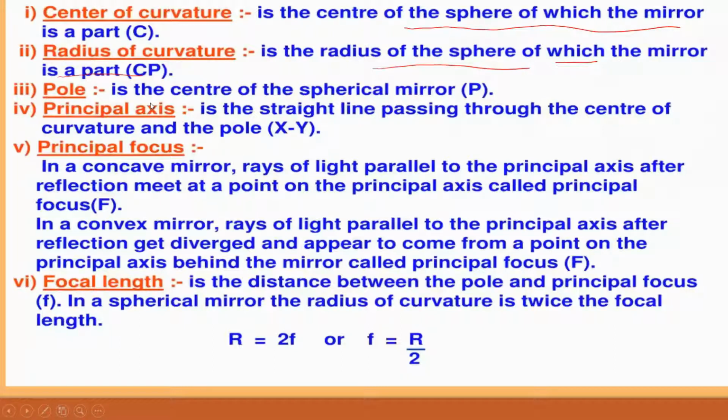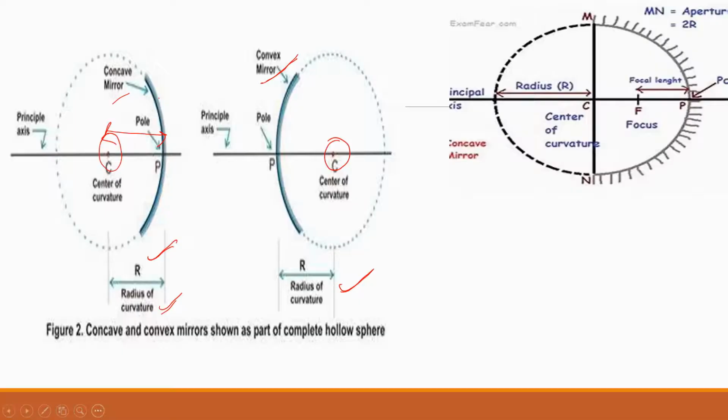The next term is pole. It is the center of the spherical mirror. This P is called the pole. This is your spherical mirror, convex, and this is your spherical mirror, concave. So the center of this is called the pole.